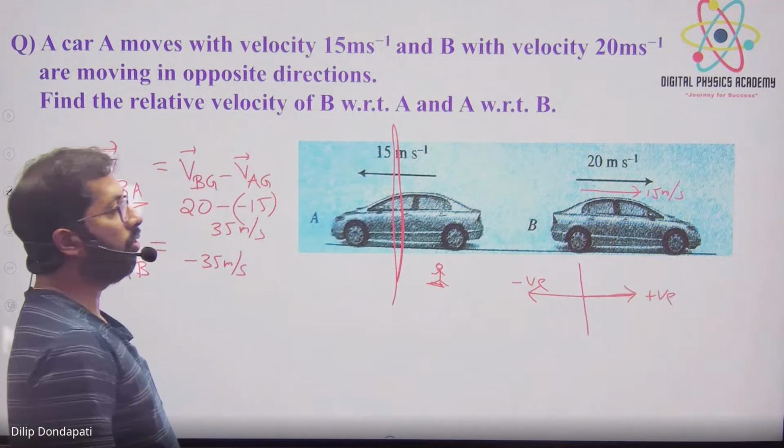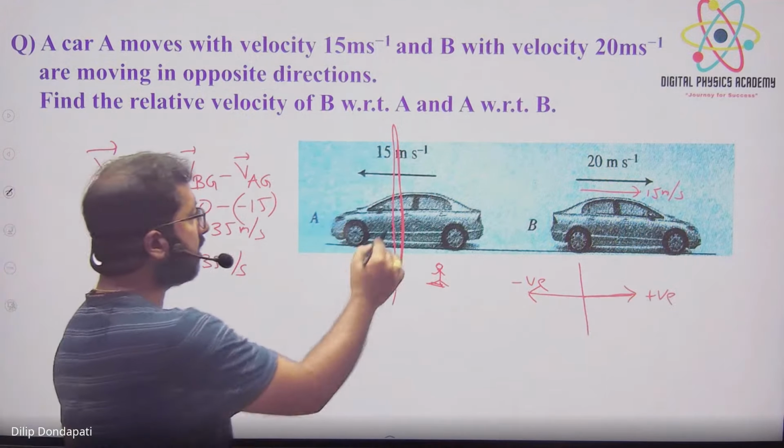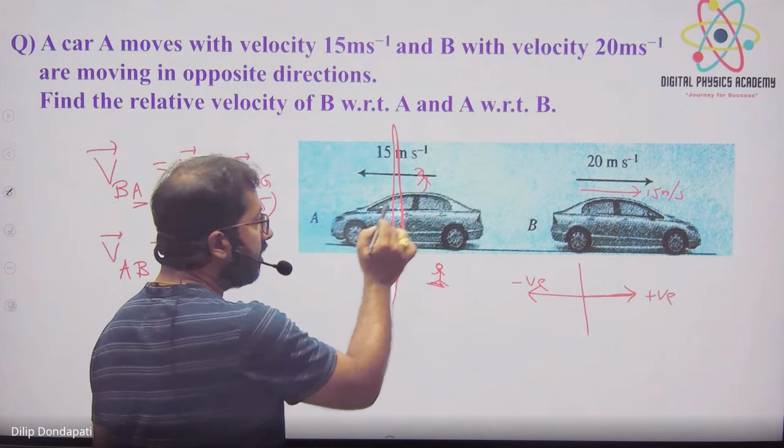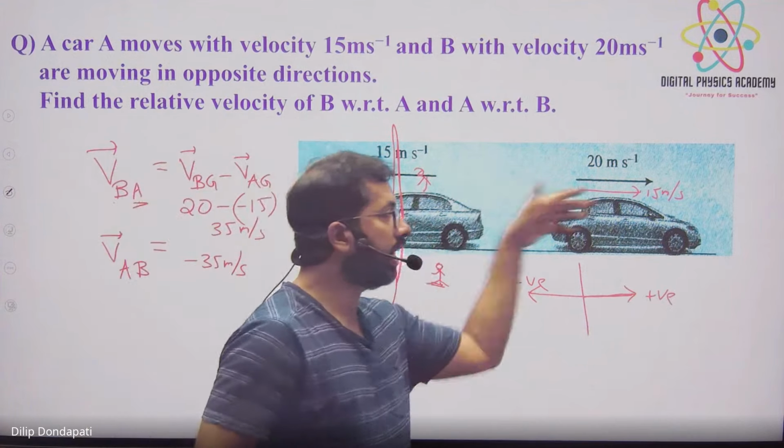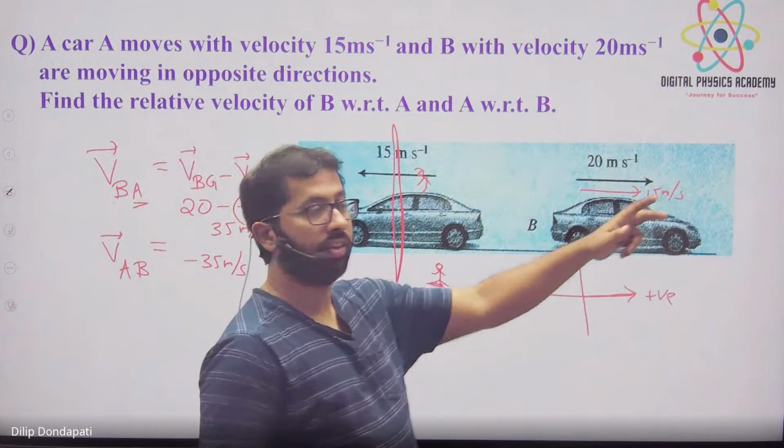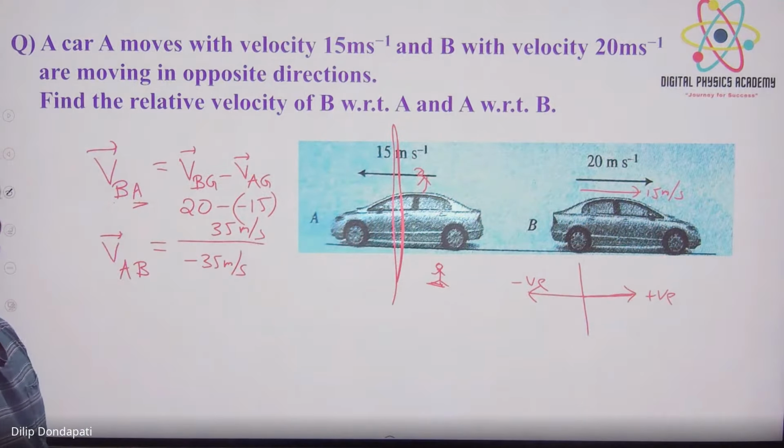So now, when the person is standing here, he feels that the car is going with 35 meters per second in this direction. That's why we got 35, right? Do you understand?